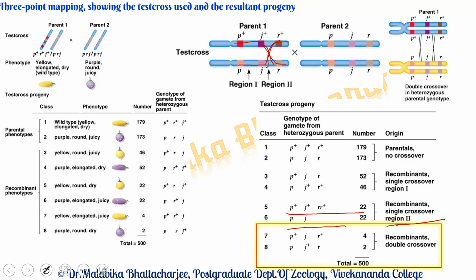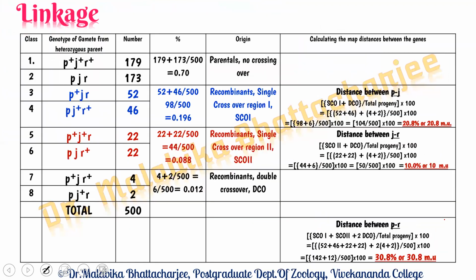Now the problem part. The problem is to find what we are supposed to do with the data. We have to calculate the distances between the P, J and R genes, and that is why these values are given. So now what we do is rearrange them in a table. So these are my parentals, this is my single crossover region 1, single crossover region 2, double crossover. And the total is 500.